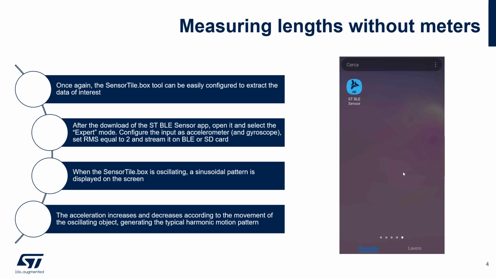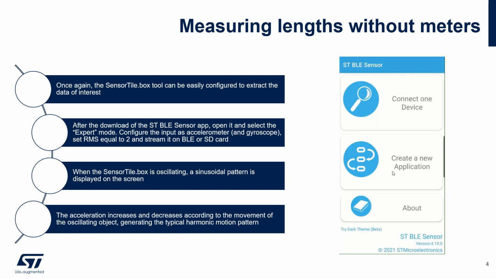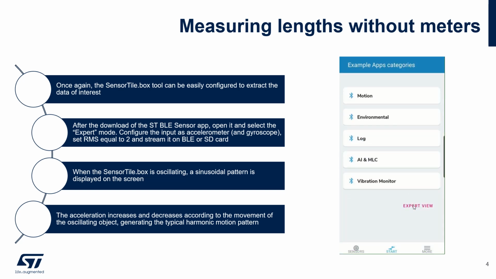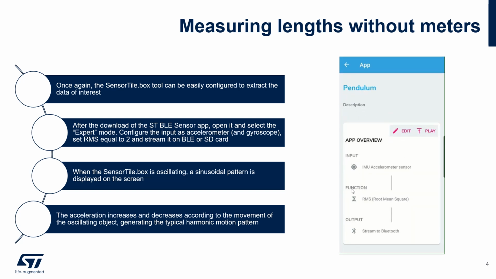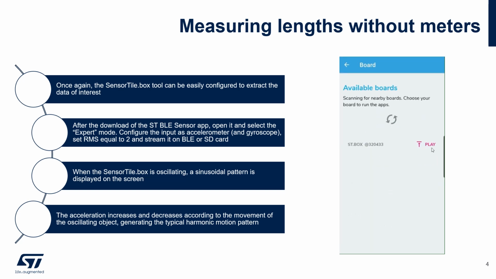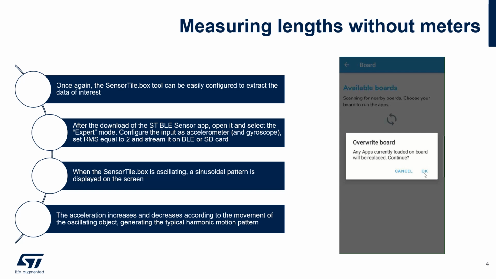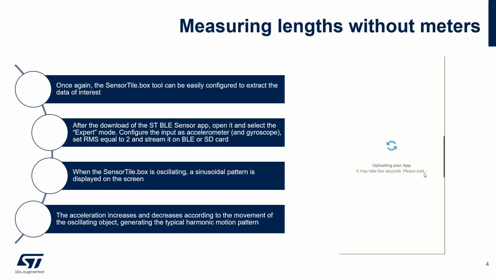After the download of the STBLE sensor app, open it and select the Expert mode. Configure the input as accelerometer and gyroscope. Set RMS equal to 2 and stream it on BLE or SD card. When the SensorTile.box is oscillating, a sinusoidal pattern is displayed on the screen. The acceleration increases and decreases according to the movement of the oscillating object, generating the typical harmonic motion pattern.